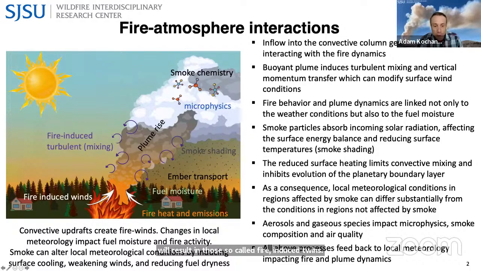You will also have fuel moisture changing depending on atmospheric conditions. You will have some mixing because of the plume, and then the plume itself will interact with microphysics. It can potentially interact also with the chemistry in the atmosphere. And even if you think about simple things like radiative impacts, you will have solar radiation blocked by the smoke column, so you will have smoke shading effects and all the consequences associated with that. So there are a lot of things that you can potentially investigate, and using a coupled fire-atmosphere model, we have a chance to investigate at least some of them.